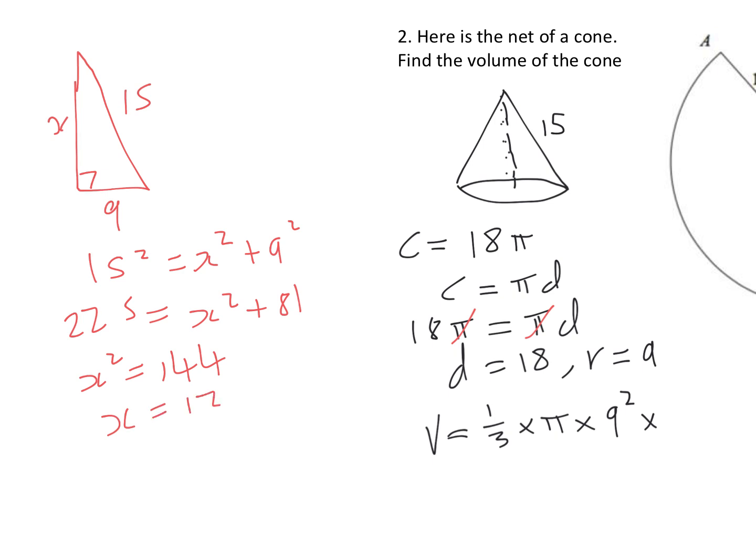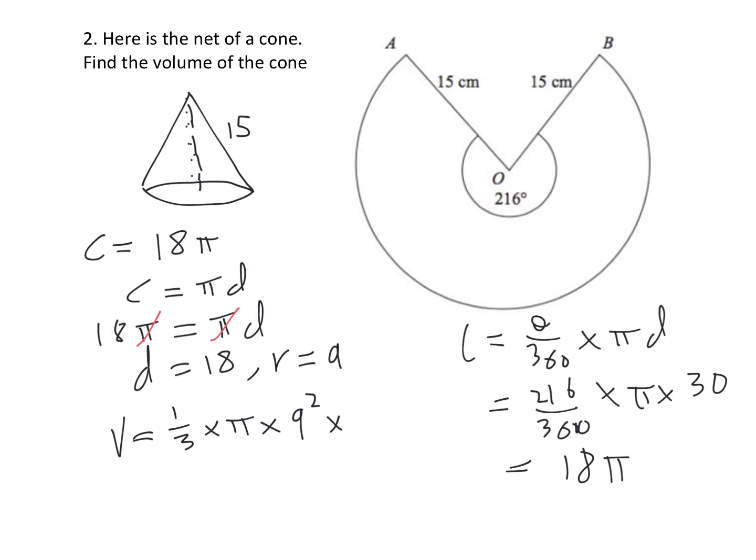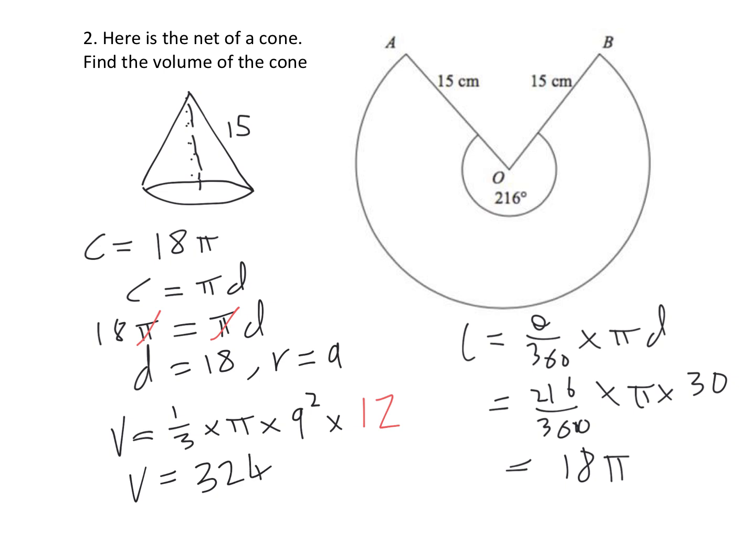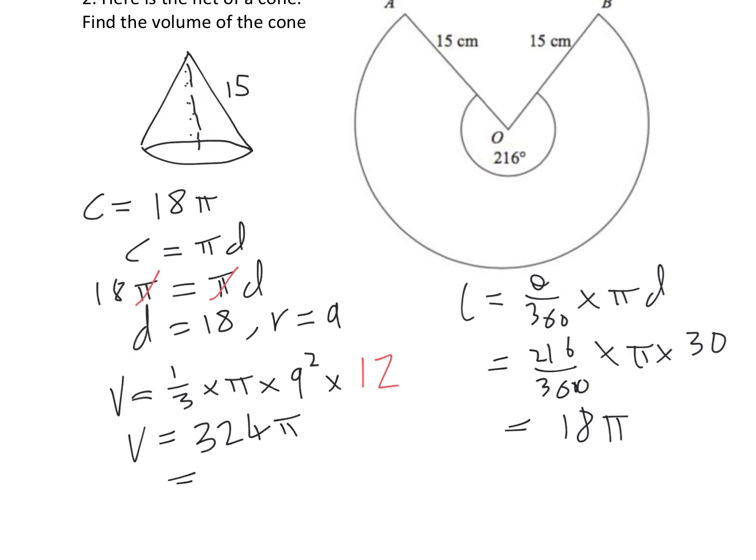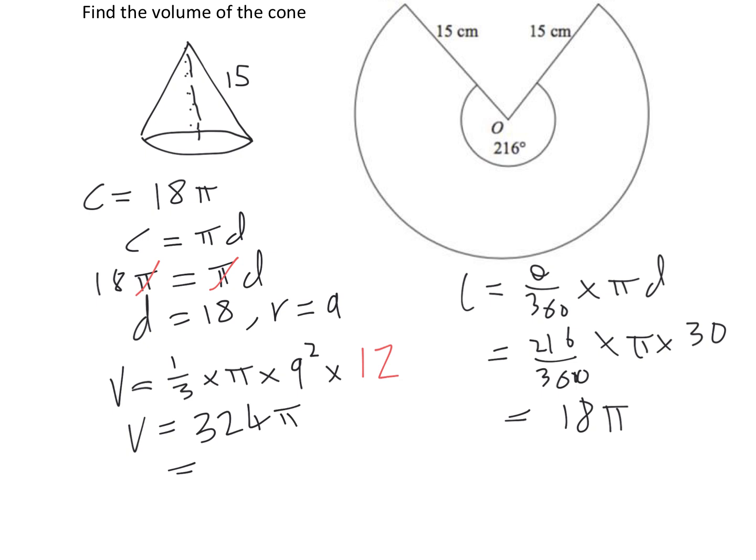So this triangle has a height of 12. This cone has a perpendicular height of 12. So we can put 12 in for the height. So the volume, just put those numbers together, and you get 324 pi, or to 2 decimal places, that gives us 1017.87. That would be in centimeters cubed.